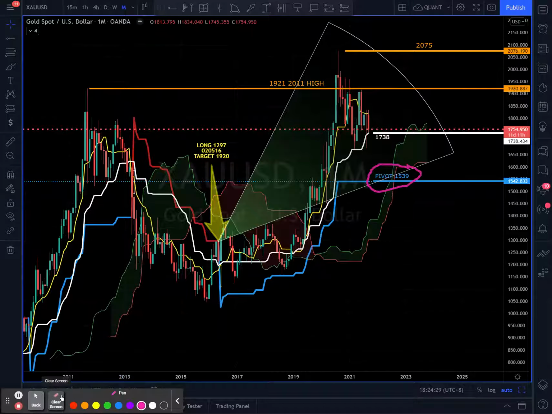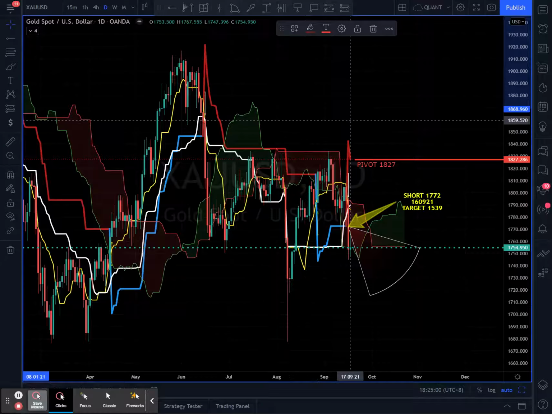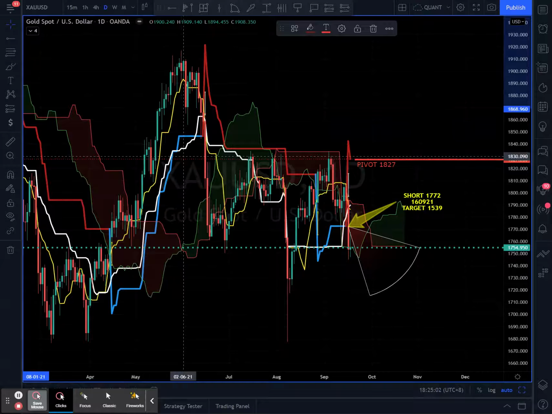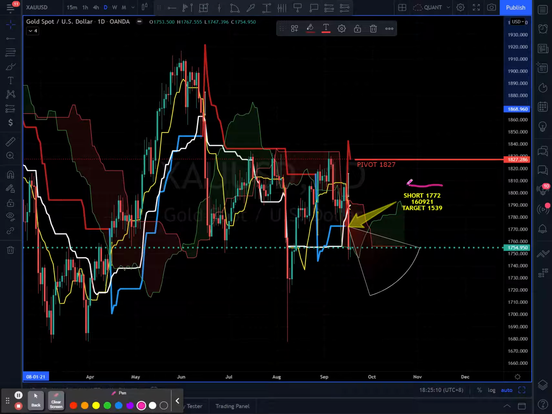All right, so I'll recap those figures in my blog. And moving on, this is the daily chart of gold and you can see that there is a fresh short signal at the level of 1772 issued on the 16th of September last week, targeting that level of 1539.